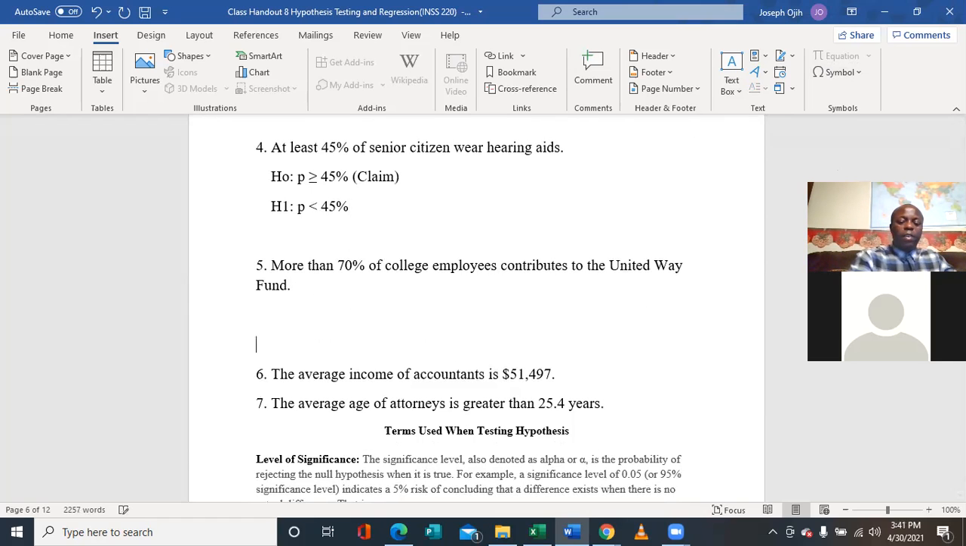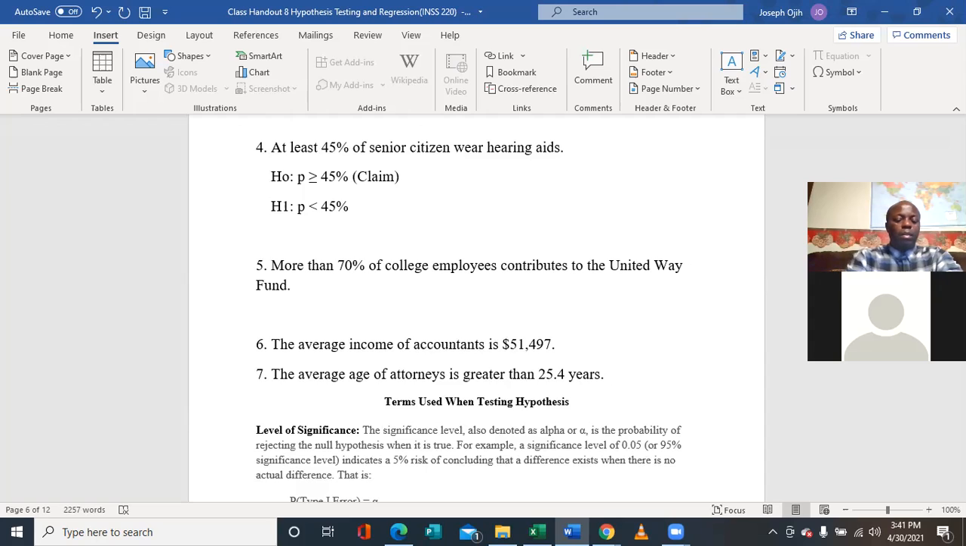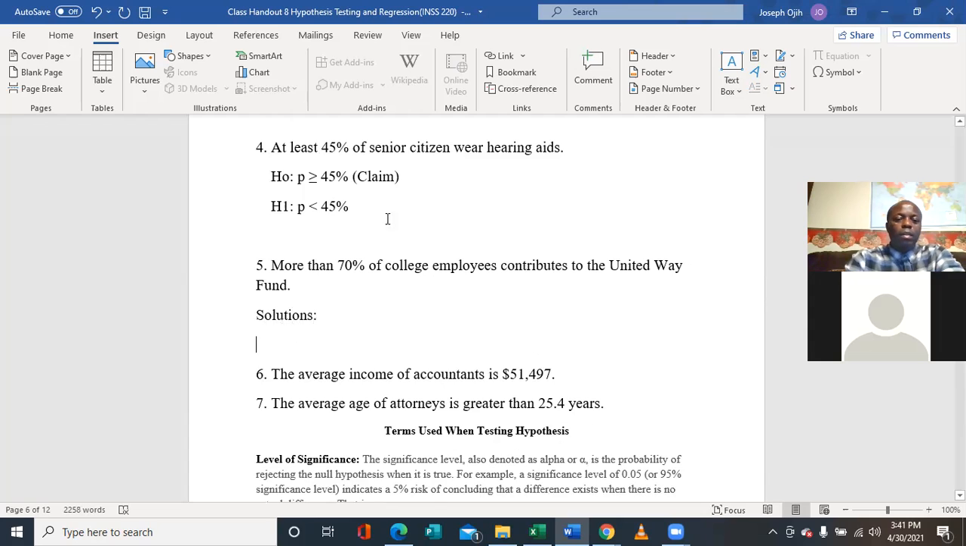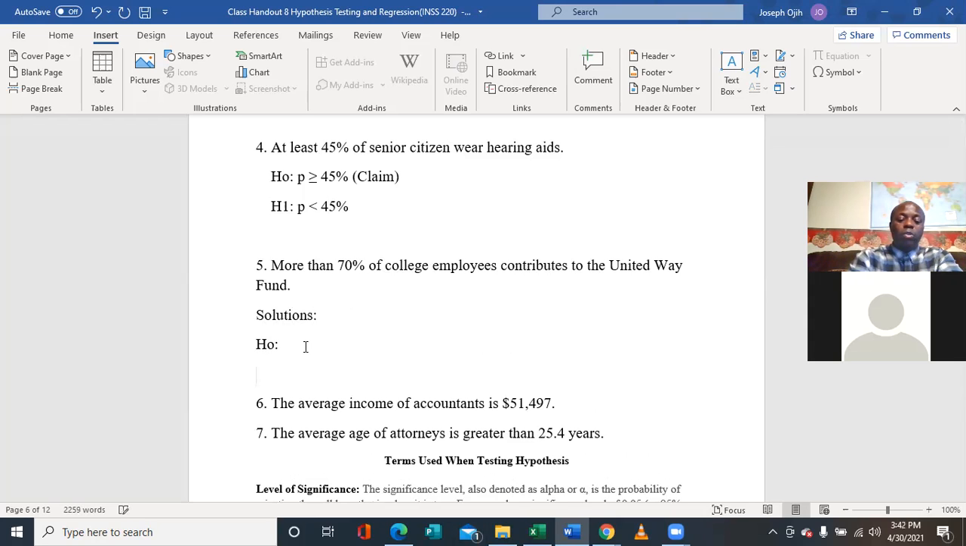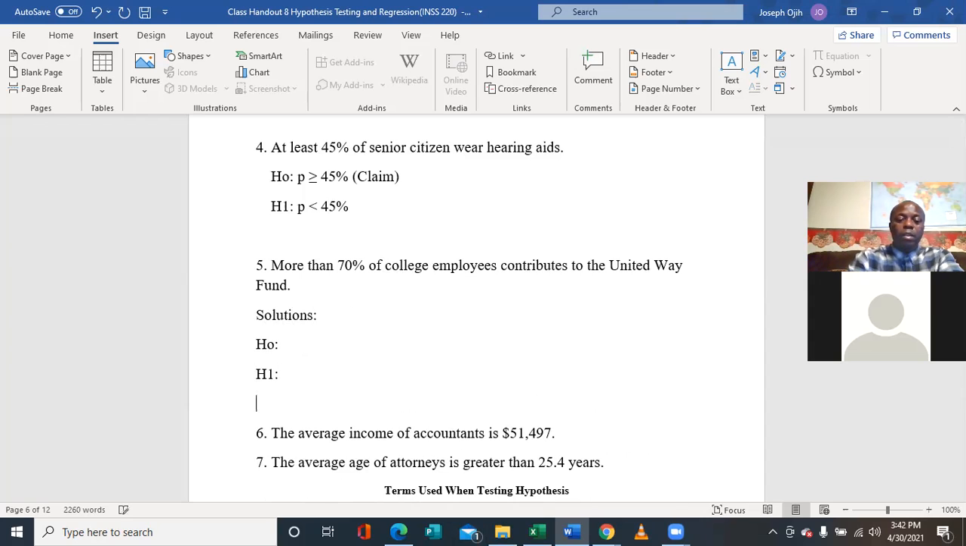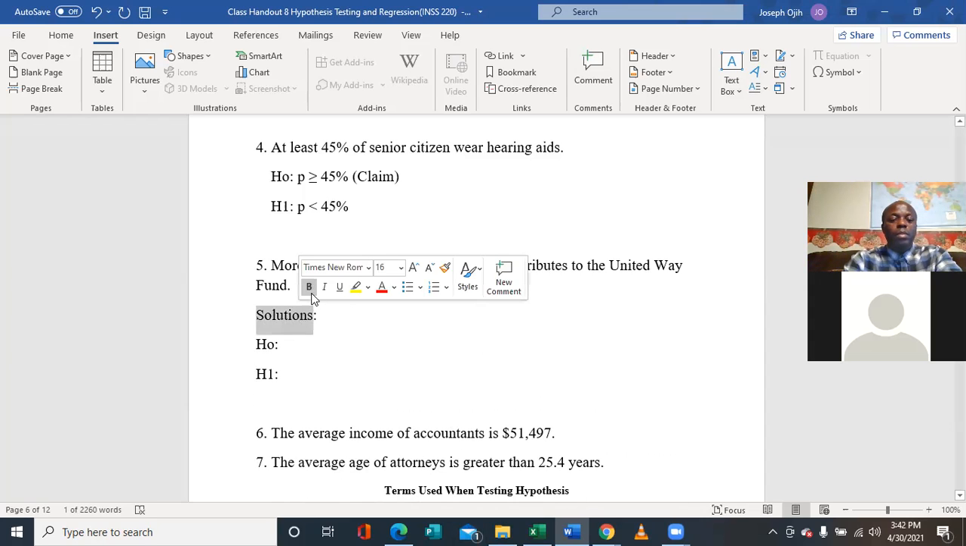Number 5 says more than 70% of college employees contribute to the United Way Fund. More than means greater than. So with the greater than symbol, you know that it will be in the alternative, because you cannot use the greater than symbol in the null hypothesis. So more than will be in the alternative.